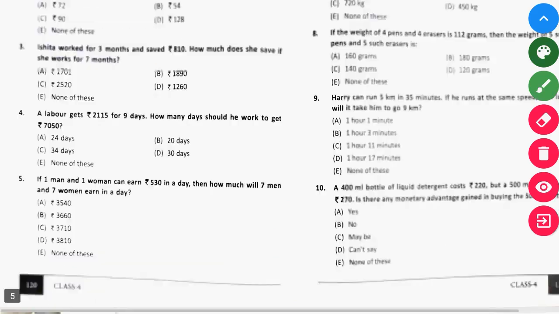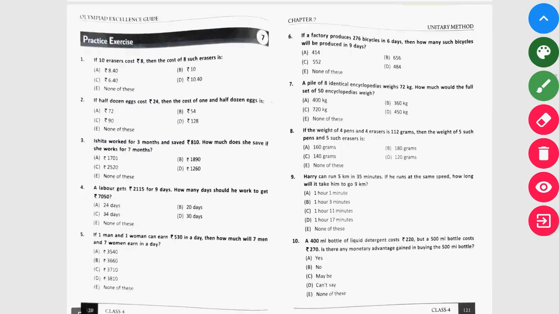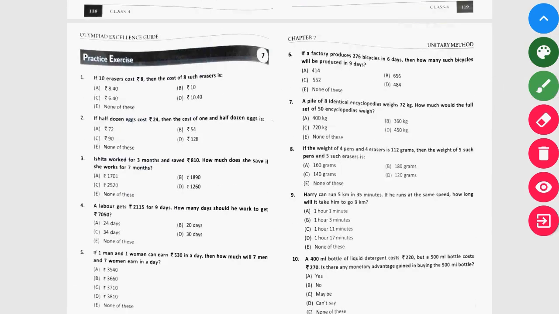So up to this, I think you have understood the concept. The remaining 5 examples you solve at home, and then we'll discuss it in the next lecture.